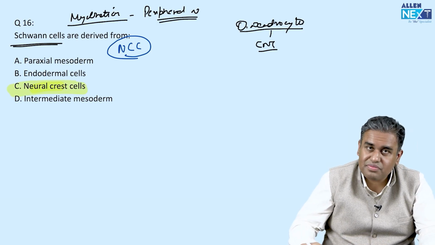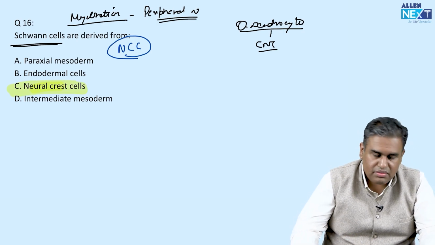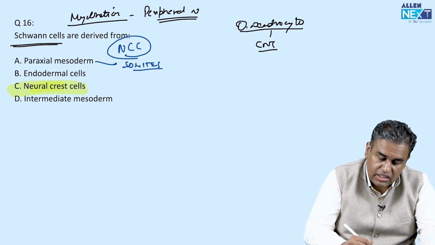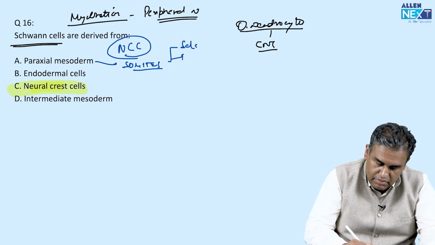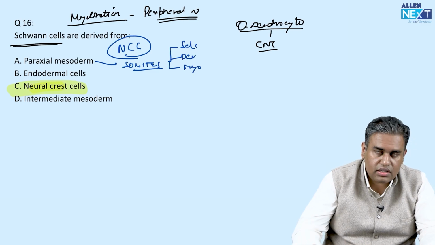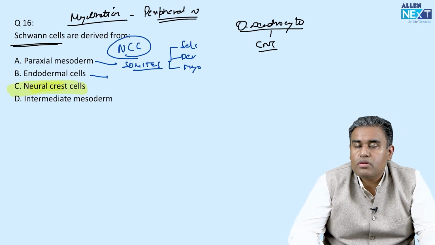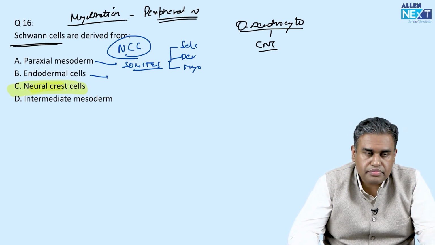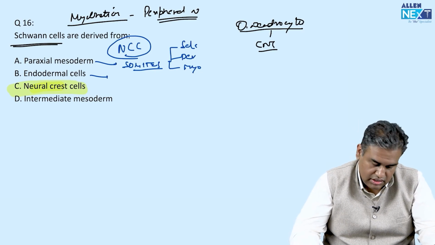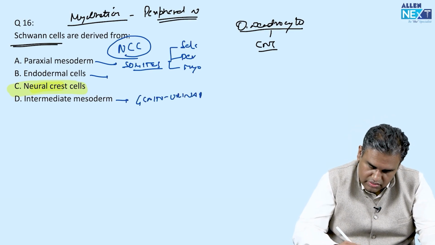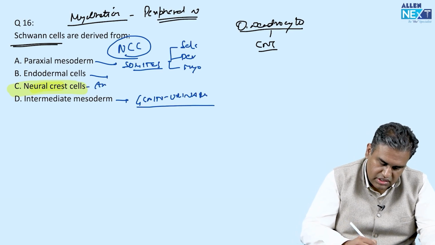If you look at the other options, paraxial mesoderm is the one that is going to form the somites, the sclerotomes, the dermatomes, the myotomes, not the Schwann cells. Endodermal cells, no, Schwann cells are not endodermal cells. Endodermal cells basically form the core of the body: gut, bladder, respiratory system, liver, structures like these. Intermediate mesoderm is going to form the genitourinary structures, like the kidneys, the gonads. Answer over here is option number C.